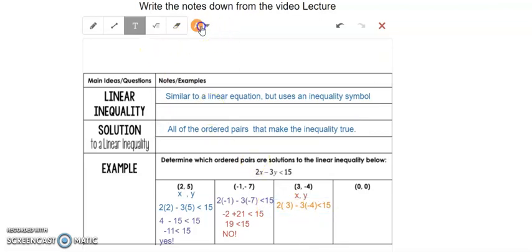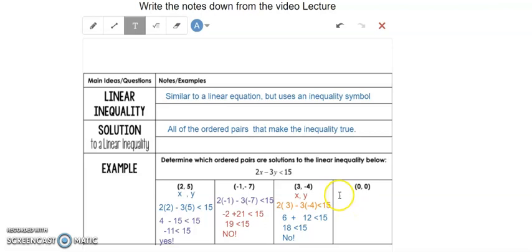Okay, and now I'm going to go ahead and simplify by multiplying. So 2 times 3 is 6, and then negative 3 times negative 4 is going to be positive 12. This is a plus 12. Is all less than 15. Let's see if this is true. Alright, so 6 plus 12 is going to be 18, so I get 18 is less than 15, and again that's not true, so I'm going to write no, it's not a solution.